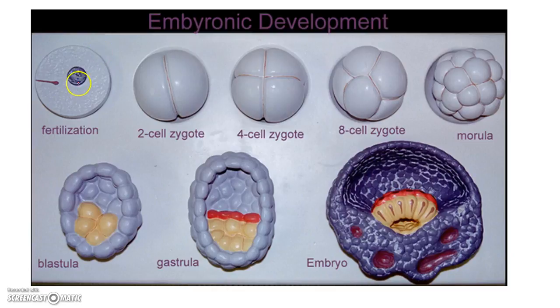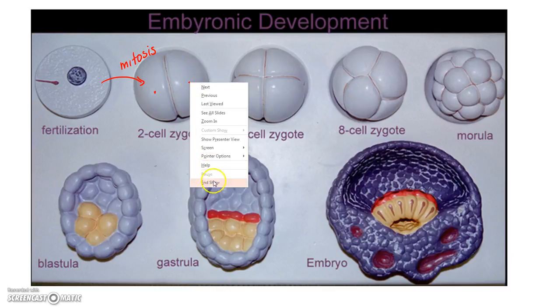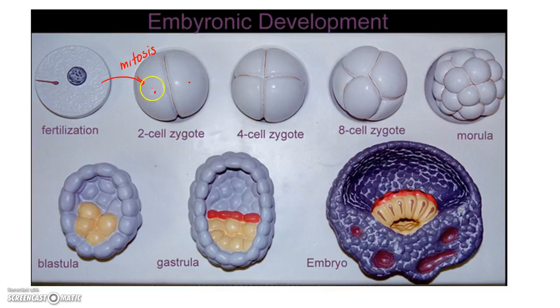So when this mitotic division happens, we need to make sure that these two cells have the exact same DNA. And so then these 4 cells have the exact same DNA.